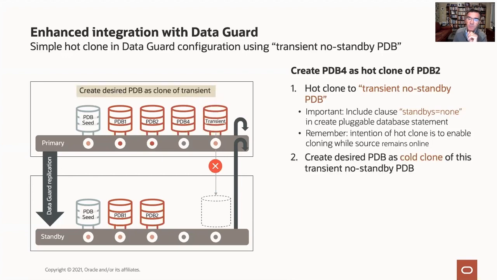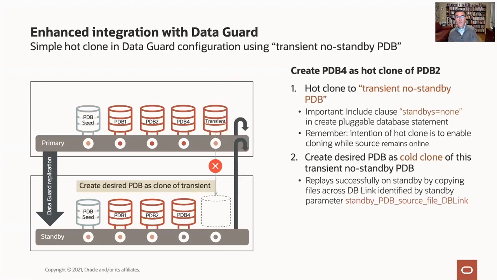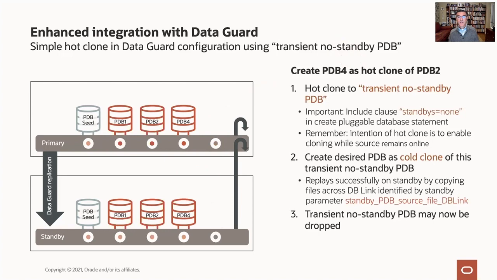Next, we create the desired PDB, PDB4, as a local cold clone of the transient no standbys PDB. And this replays successfully on the standby by copying the PDB's data files across the database link, identified by that parameter standby PDB source file DB link. And the transient no standby PDB may now be dropped. So again, as you see, the same simple procedure, employing the transient no standby PDB technique, is very useful for provisioning operations in environments protected by DataGuard.